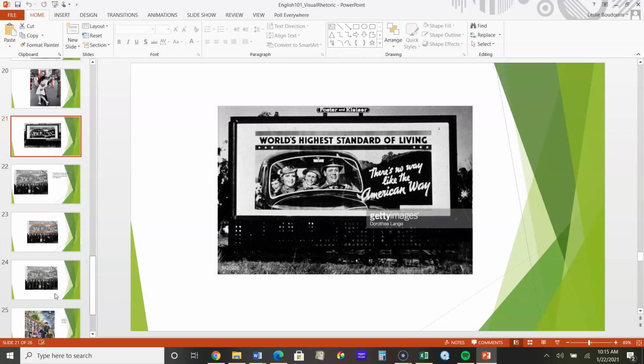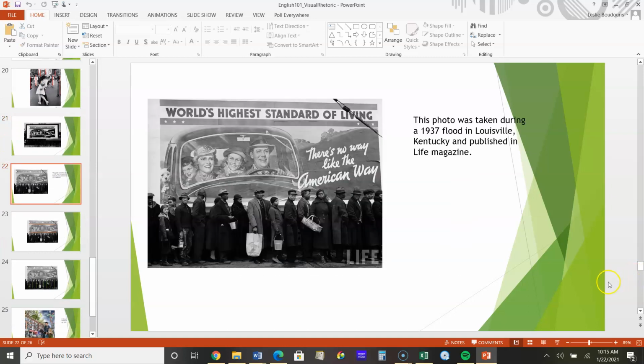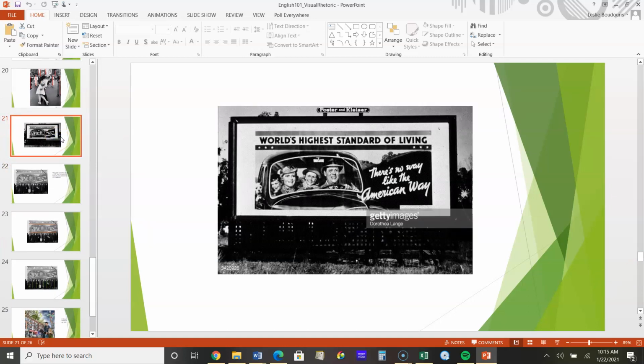Some other images here. This image is a lot older. If you ever watch Lovecraft Country on HBO, they actually reference these images. The first one is an image that says world's highest standard of living. There's no way like the American way, and you've got a happy family. They're advertising a car. You've got the two kids and the parents very happy. They look like they have a dog hanging out the window, and they're just very happy.